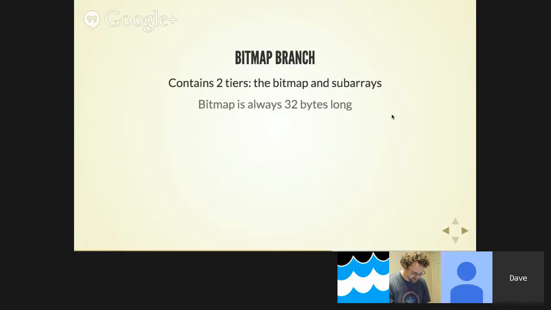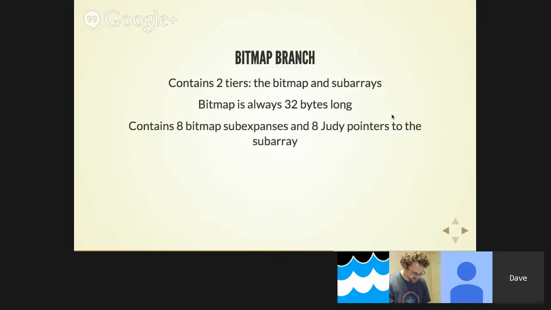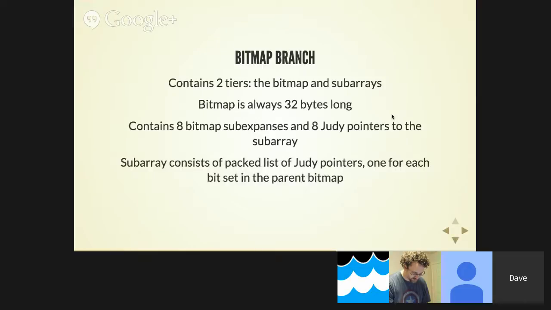Now, if you have a bigger population, you use a bitmap branch. The way this works is there are actually 2 tiers. There's the bitmap itself, and then there are subarrays which hold the actual data. The bitmap is always 32 bytes long, and basically contains 8 bitmap sub-expanses within it, as well as 8 pointers to the subarray. And the subarray itself consists of a packed list of Judy pointers, 1 for each bit that's set in the parent bitmap.